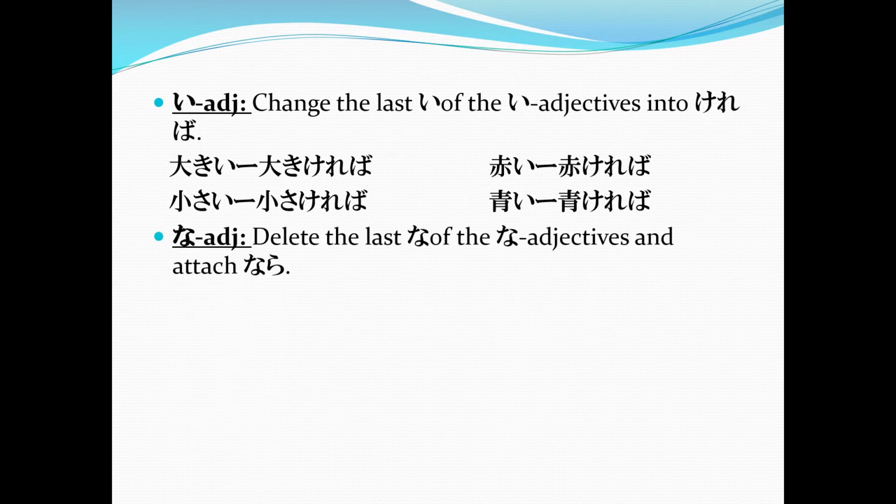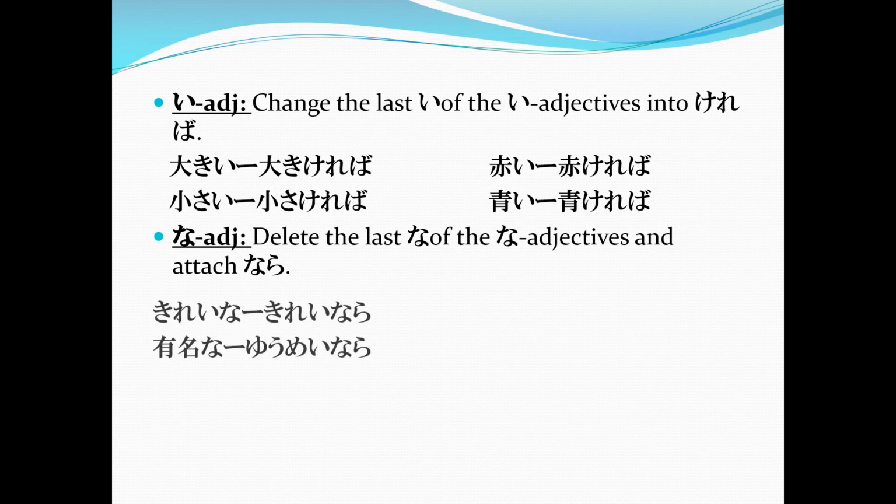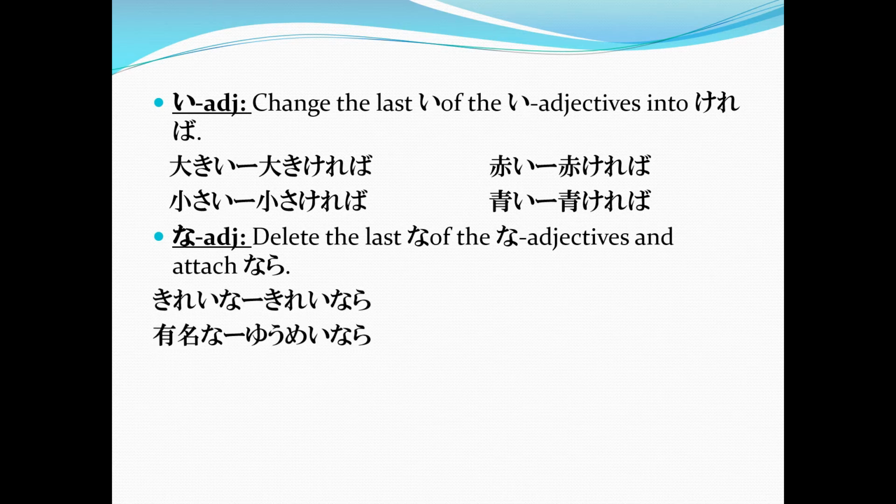Now, na-adjectives. Delete the last na of the na-adjectives and attach nara. Again, delete the last na and attach nara. Example, kirei na, pretty or clean, will become kirei nara. Now, yuumei, famous, yuumei na, will become yuumei nara.